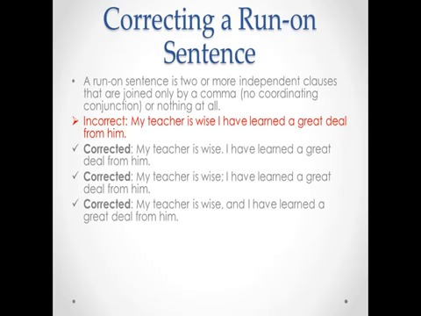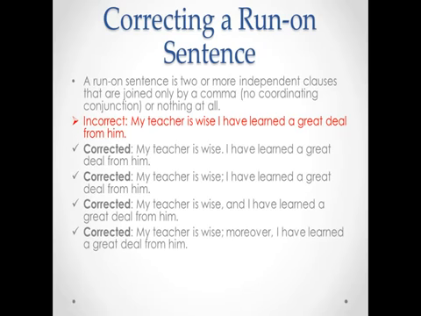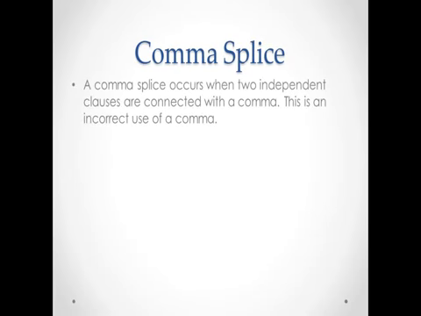My teacher is wise, comma, coordinating conjunction: and I have learned a great deal from him. Or: my teacher is wise, semicolon, moreover, I have learned a great deal from him. Lots of options. So a comma splice occurs when two independent clauses are connected with a comma, no coordinating conjunction.